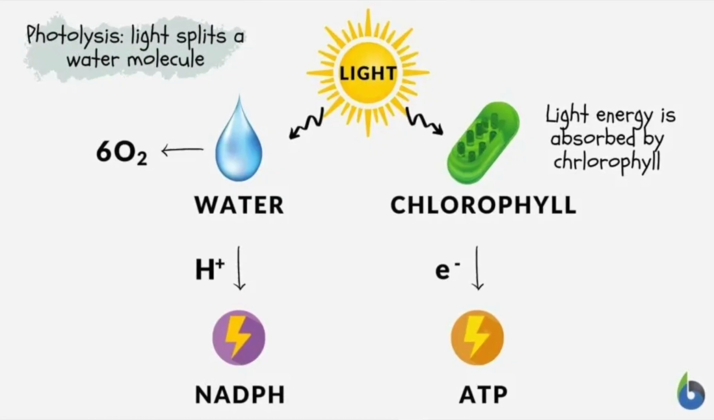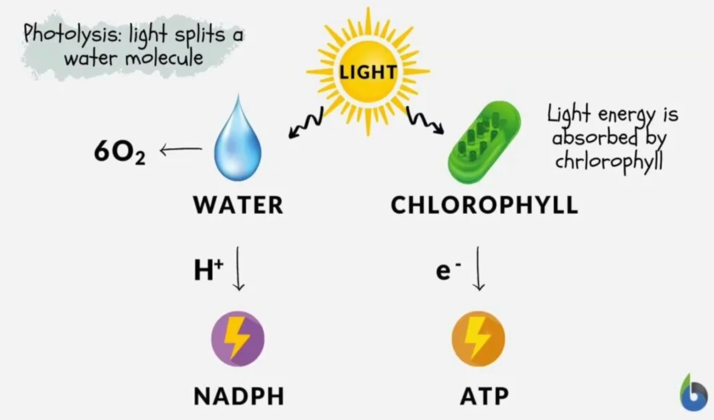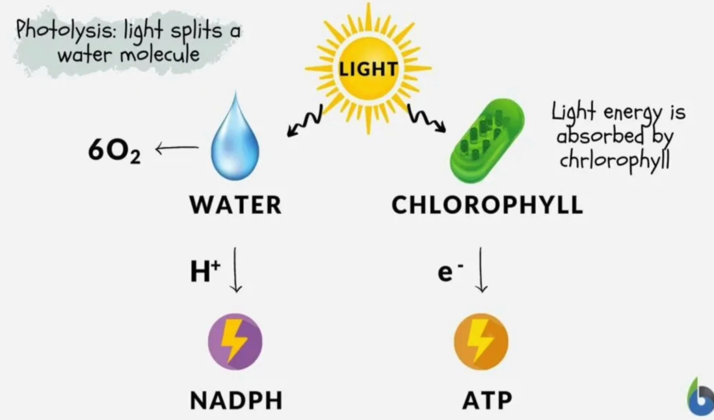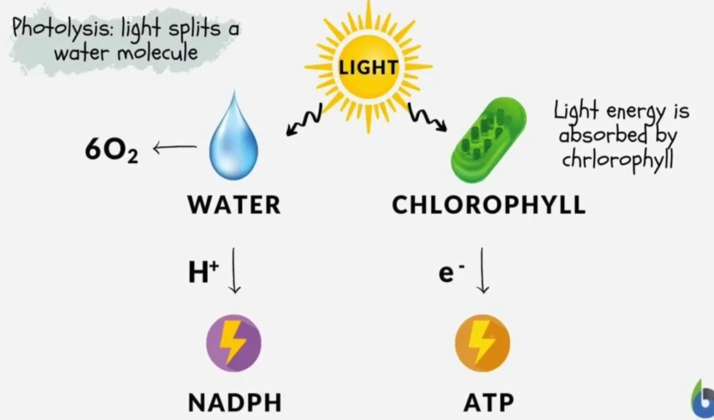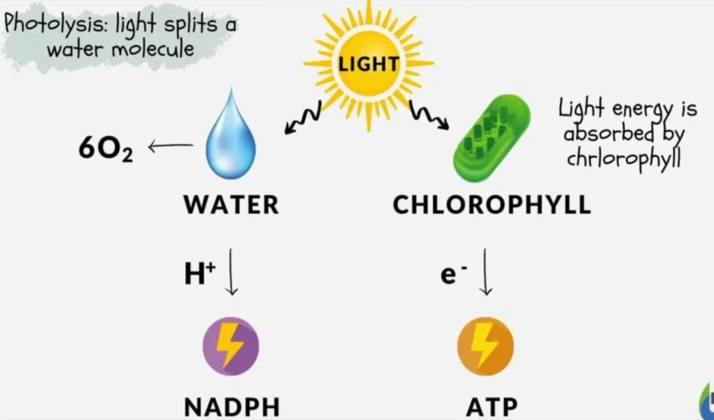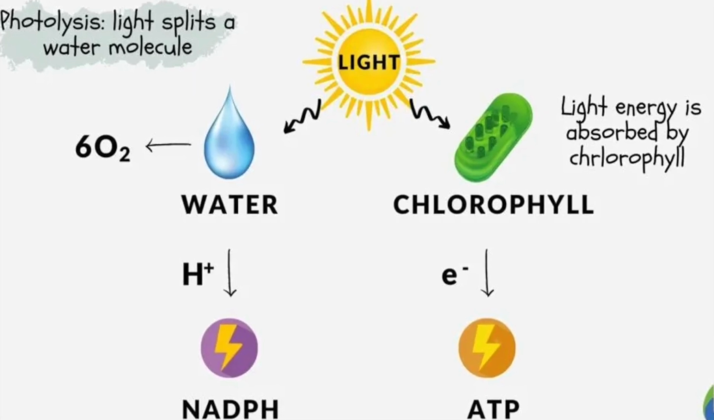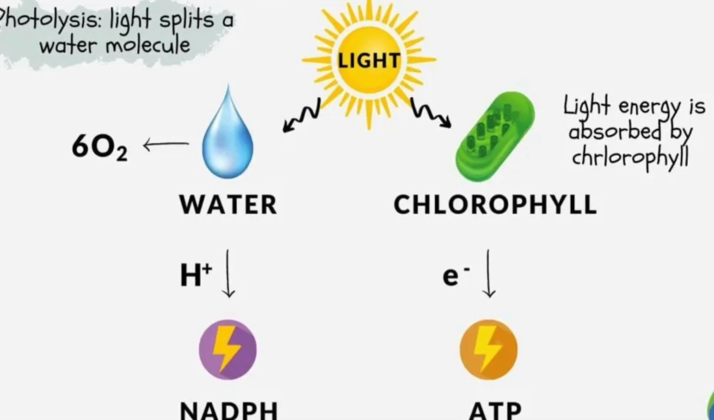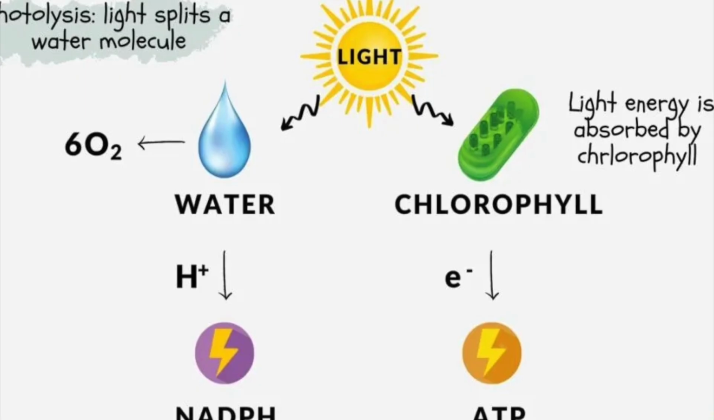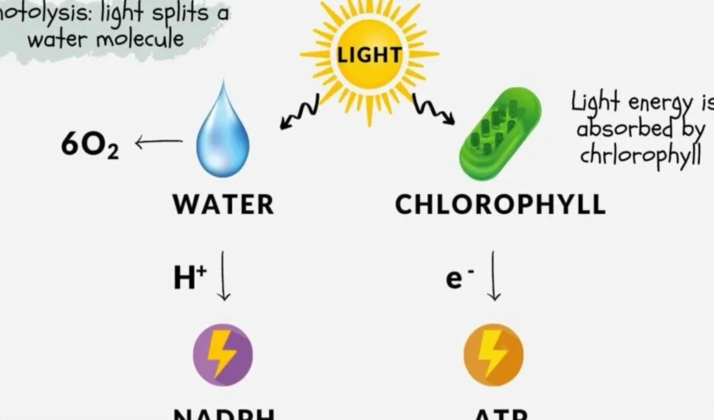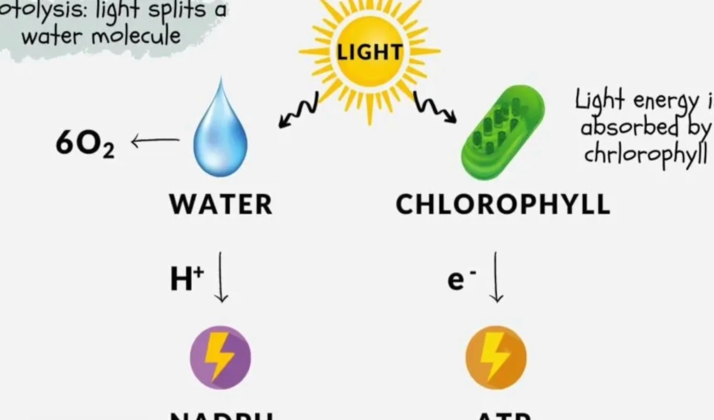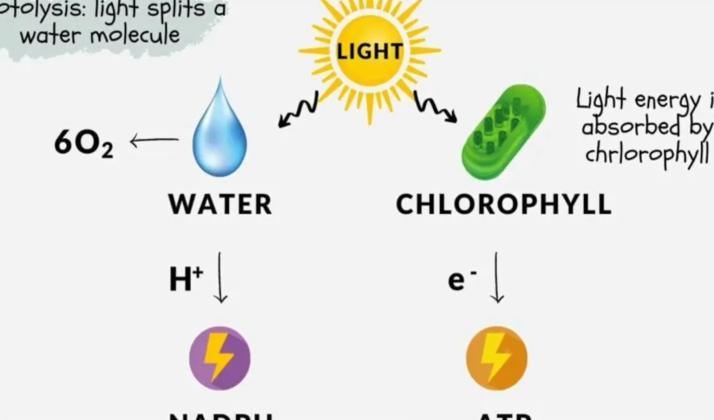Those electrons zoom down something called an electron transport chain, kind of like an energy slide, pumping protons into the thylakoid space and building up a pressure system. The protons then rush through a cool little turbine called ATP synthase, spinning it to create ATP, the plant's energy currency. Meanwhile, the electrons help maintain NADPH, another energy carrying molecule.